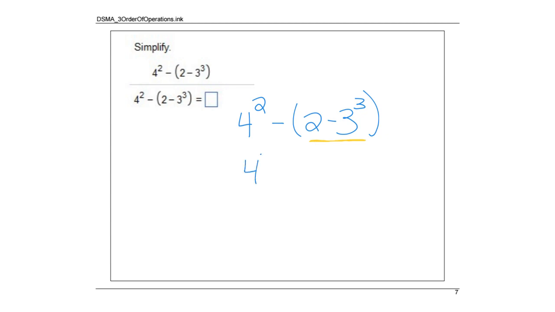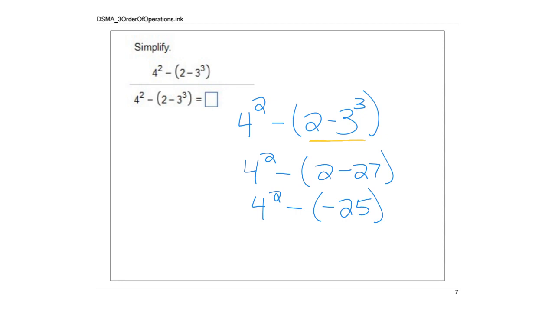So I have 4 squared out here. Inside here, I'm going to go ahead and take care of the exponent. So 3 times 3 times 3 gives me 27. And so I actually have 2 minus 27. So let's go ahead and finish up the inside here. I have negative 25 inside the parentheses. So my parentheses are all cleaned up.